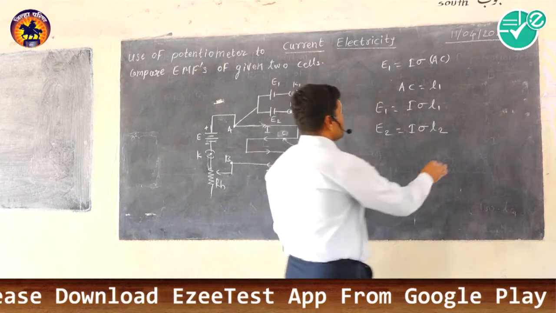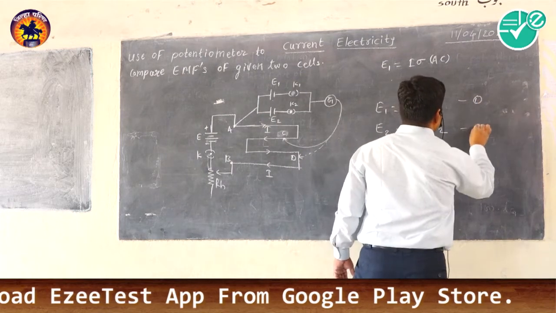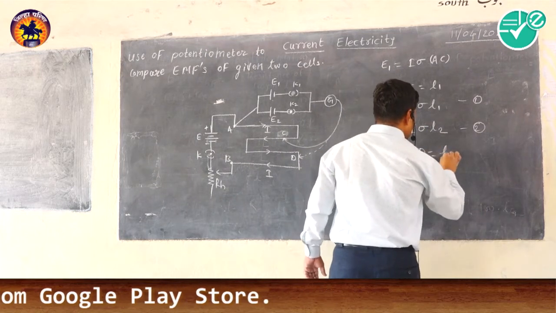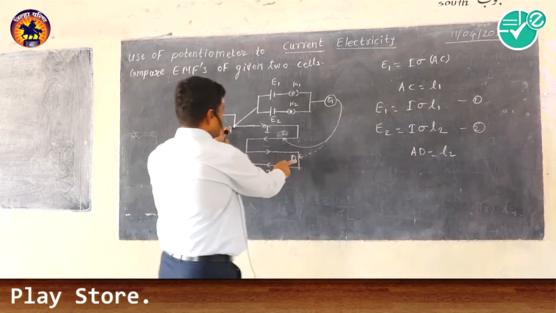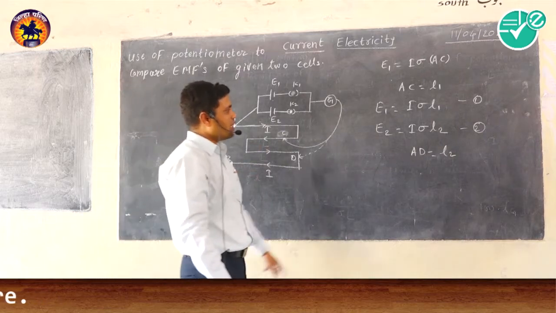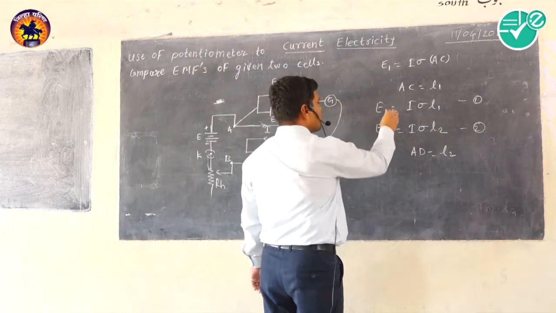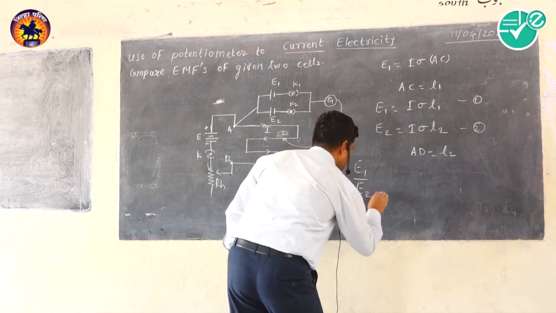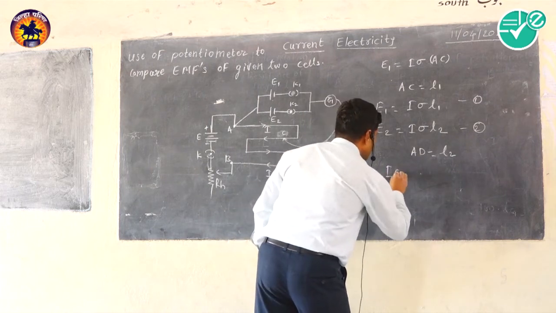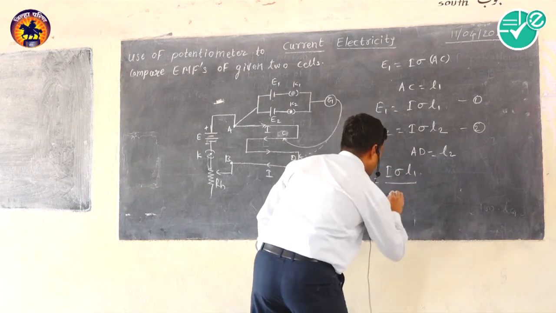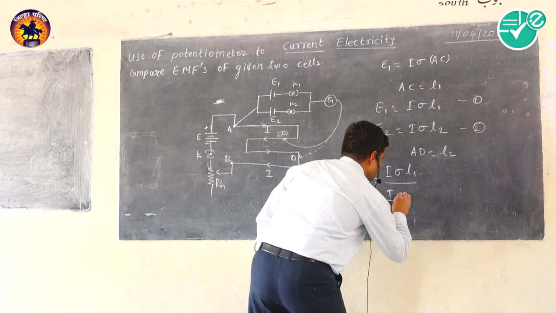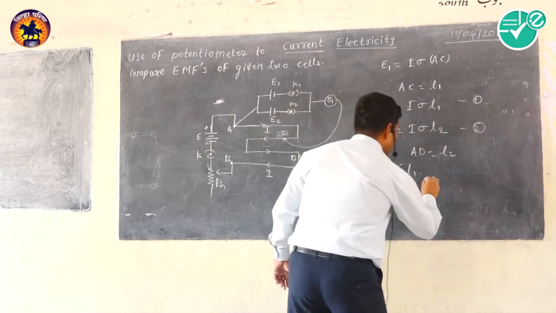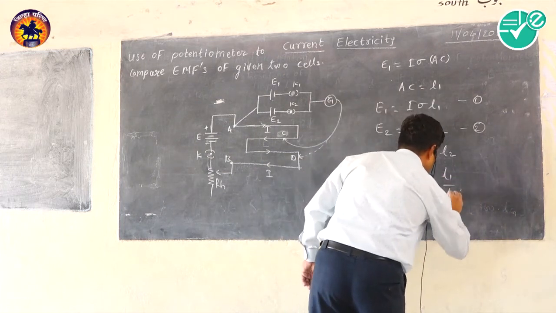So this is equation number 1 and this is equation number 2. Here we have taken length AD as L2. This length A to D for the second cell we have taken as L2. Now divide the first equation by the second. On dividing we get E1 upon E2 equals I sigma L1 divided by I sigma L2. So I sigma gets cancelled and we get L1 upon L2.